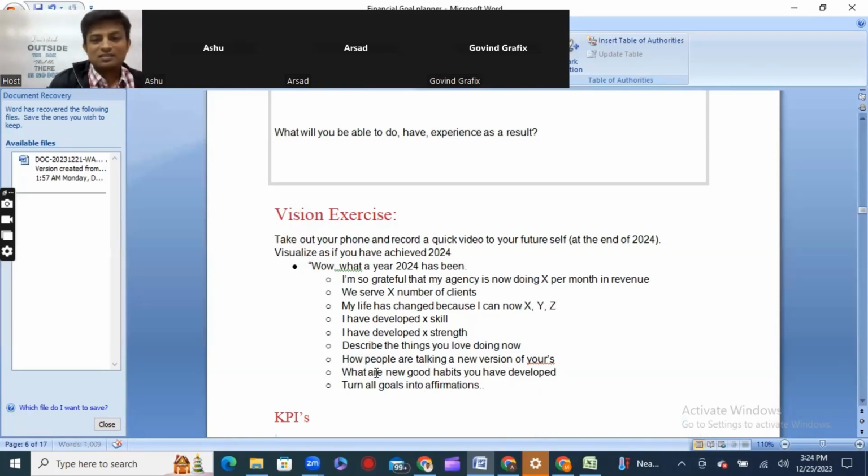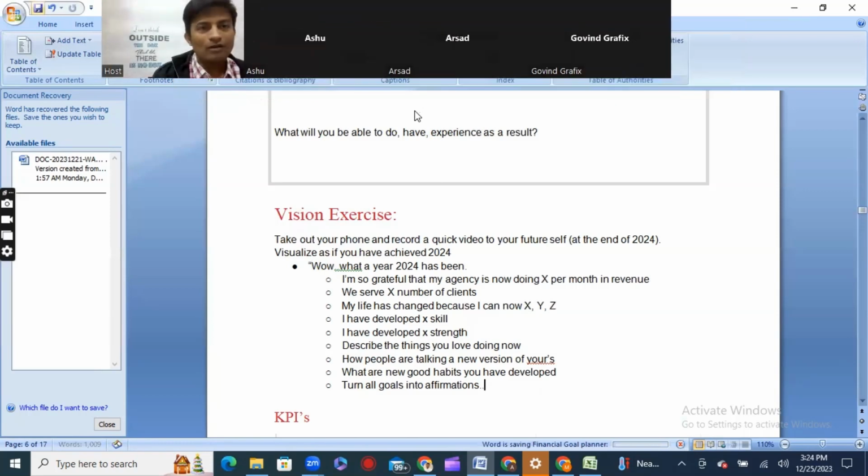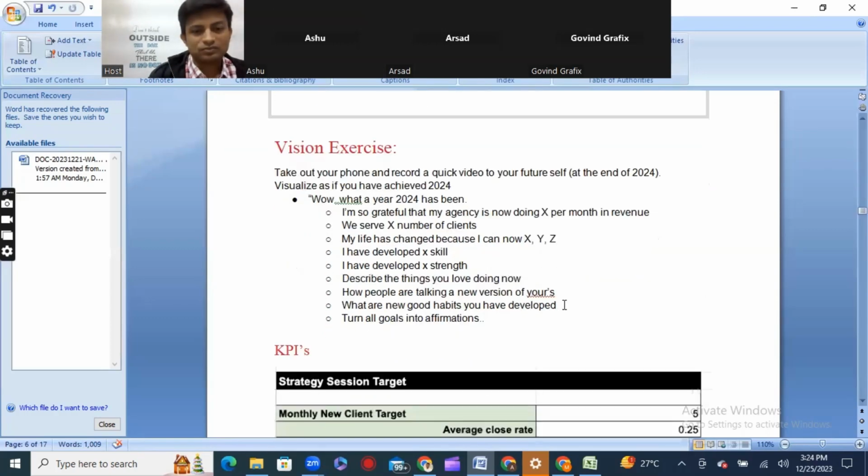So affirmations. For example, suppose you have written a goal of I run 3 kilometers. I have to run 3 kilometers daily. So you just write it: I run 3 kilometers daily. Those are affirmations. A second example: you want to earn 3 lakh per month. So you write it down: I am so grateful for earning 3 lakh rupees per month. Like that, you can write your goals as affirmations also.